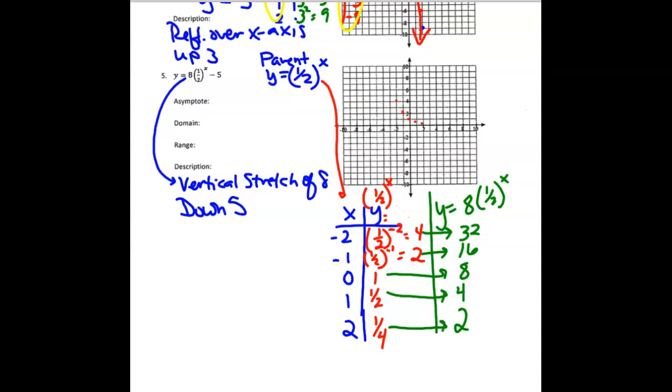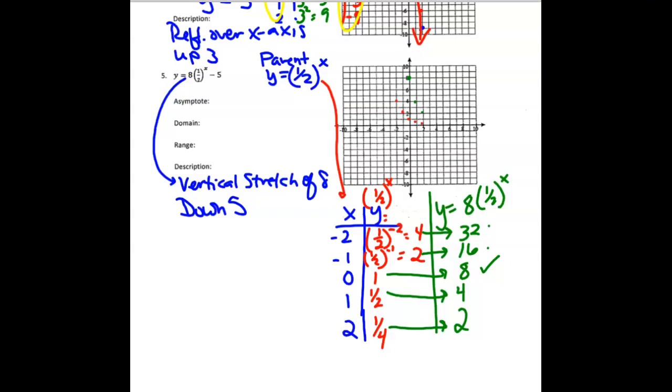All right. So let's move all of our points then. Let's see. -2, 32 is going to be way off my graph. Even 16 is way off my graph. But let's go ahead and start here at 0, 8, 1, 4, and 2, 2.